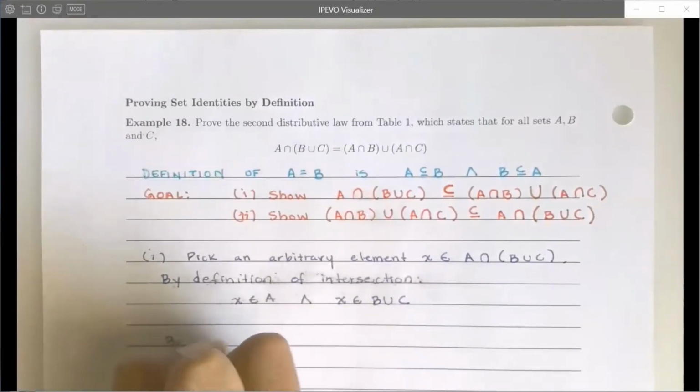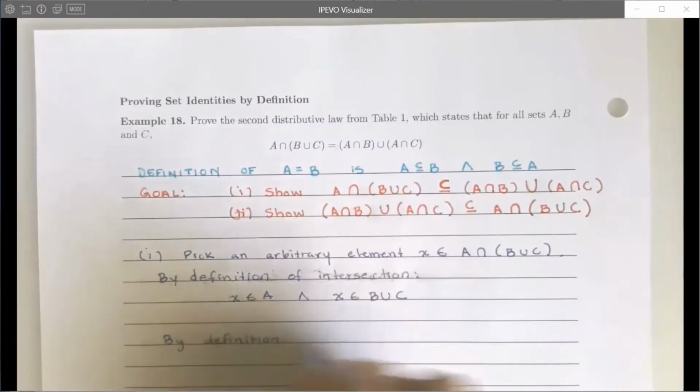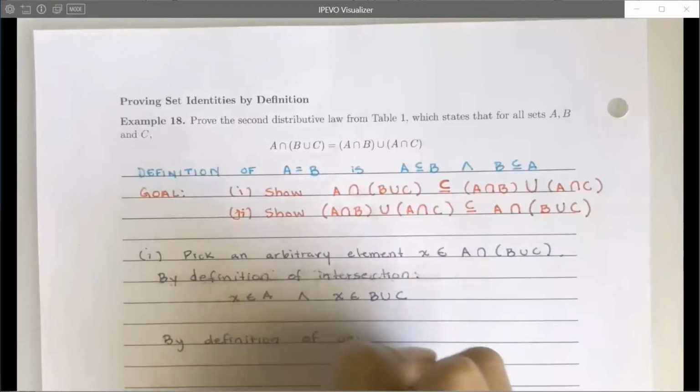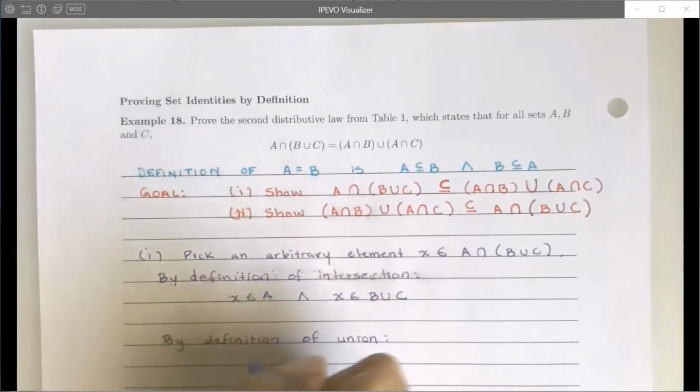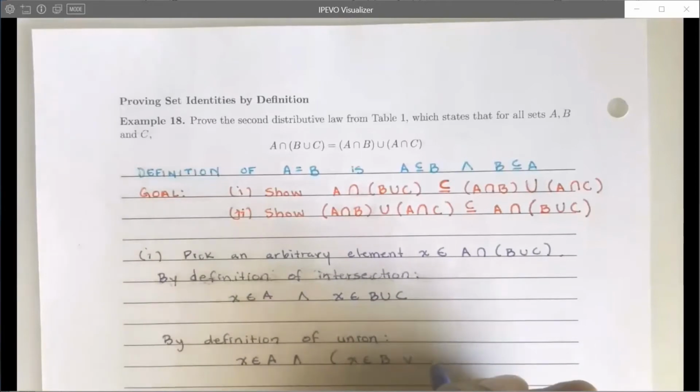And so we're going to say, by definition of union, we have that x is in A and x has to be in B or x has to be in C. That's this portion.